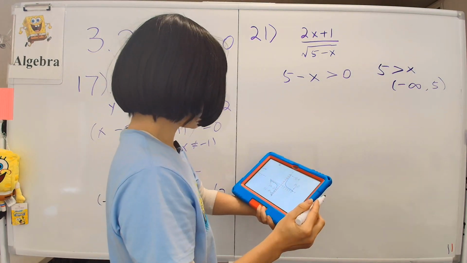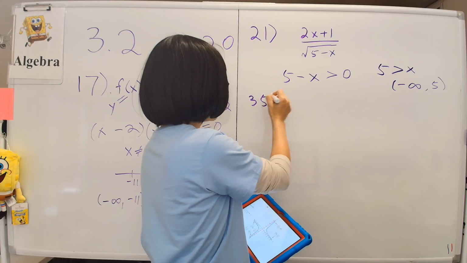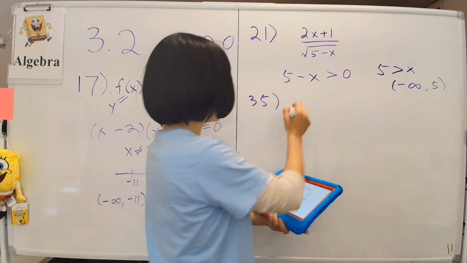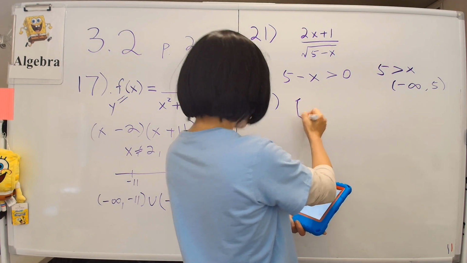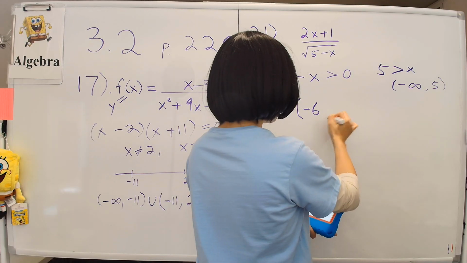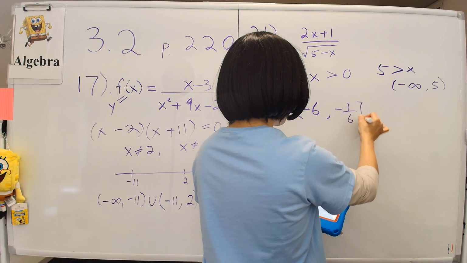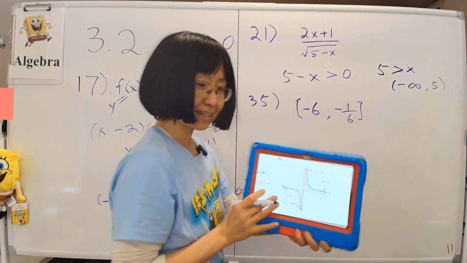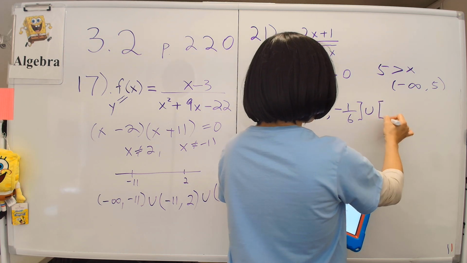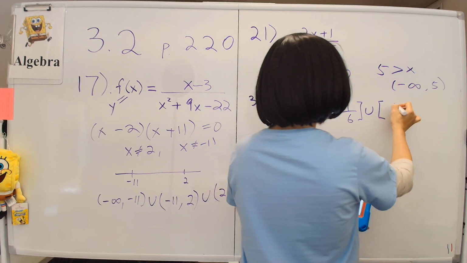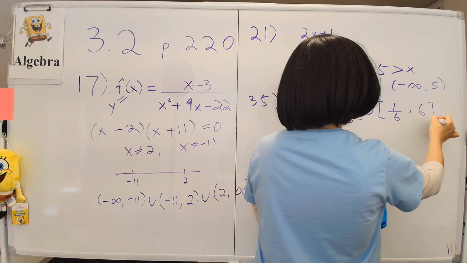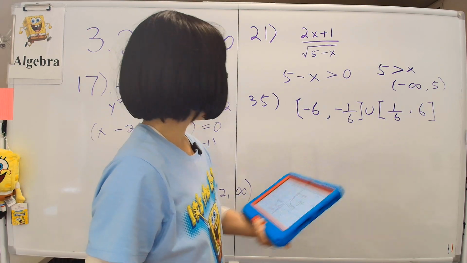So the domain for problem 35 goes in 2 chunks. The first chunk is from minus 6 to minus 1/6, including. See, it says right here, it goes down to minus 6, including it, so bracket, and all the way up to negative 1/6, again including. That's the negative side. I'm talking about this part here. And then the other side, we'll draw the union symbol, and the other side goes from 1/6 all the way up to positive 6, again bracket. And that's the entire domain.